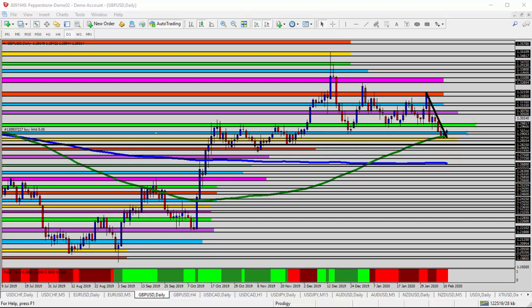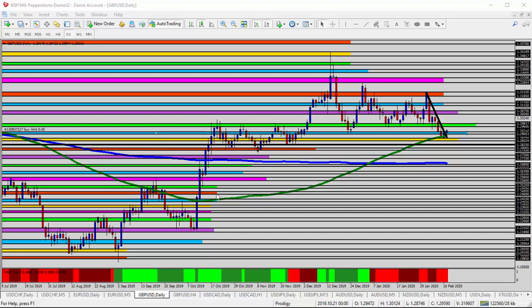Today, we're looking at the GBPUSD, Great British Pound versus the US dollar, for today's trade analysis. Looking here at the daily time frame, I've zoomed out so we can see where the moving average comes from. You have two moving averages on this chart. The blue one is the 200 period daily simple moving average. The green is the 100 period daily simple moving average.